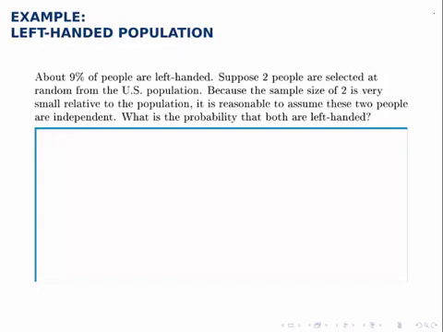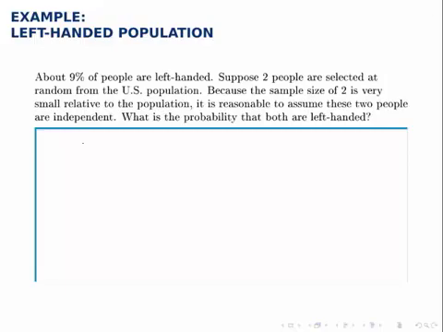About 9% of people are left-handed. Suppose 2 people are selected at random from the US population. Again, because the sample size of 2 is very small relative to this large population, it's reasonable to assume that these 2 people are independent. In other words, it won't change the problem in any significant way by assuming they're independent.